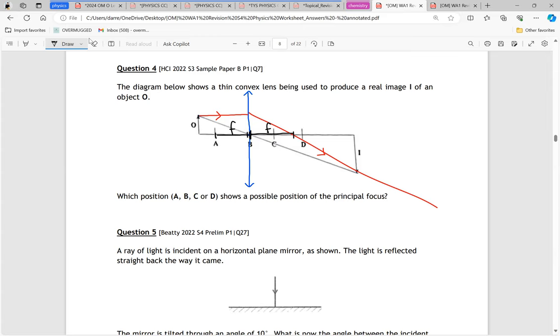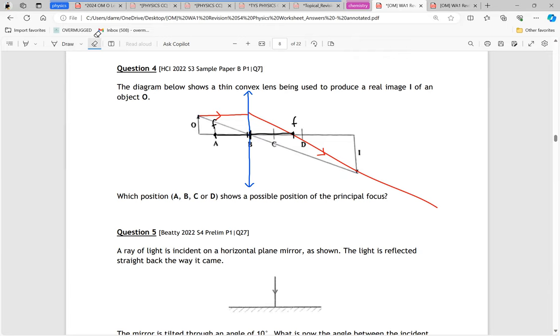My one is already considered quite good, first try, okay? But if you use a proper ruler to draw and it exactly converges at the image, it will cut in the middle of C and D. If you measure that distance, it actually traces back to A. So F is here. F is also here. That is the principal focus. From the lens to the principal focus, we call that the focal length.